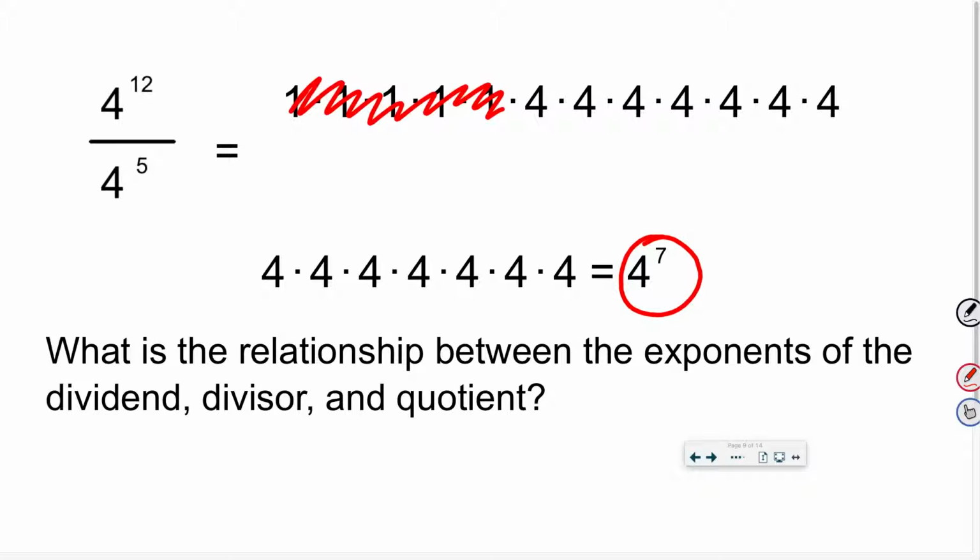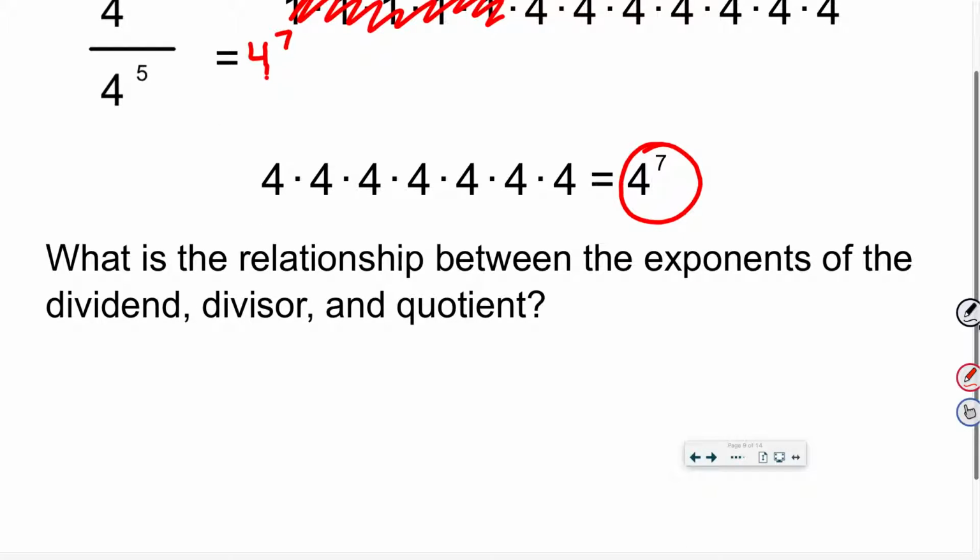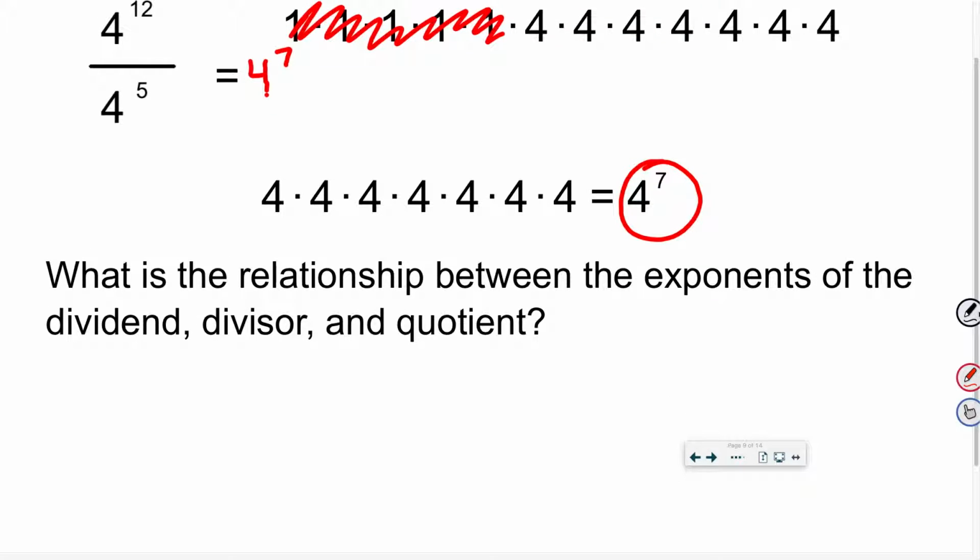So what we just figured out is that 4 to the 12th divided by 4 to the 5th is 4 to the 7th. So what's the relationship? Now yesterday when we talked about if we had the same base and we multiplied, we added the exponents. What do you think is going on here? You have two numbers with the same base, different exponents, and you got a smaller number than the bigger number. So this must be the rule of division where you're subtracting the exponents.